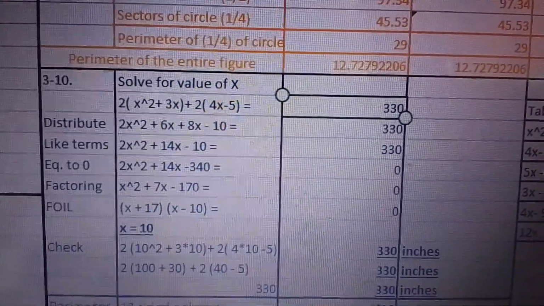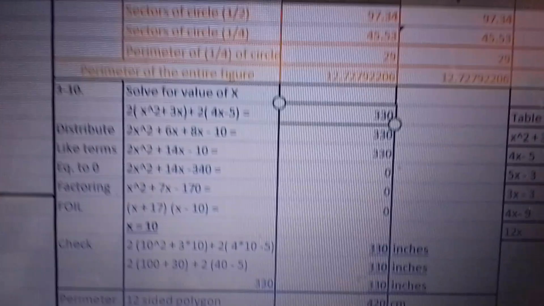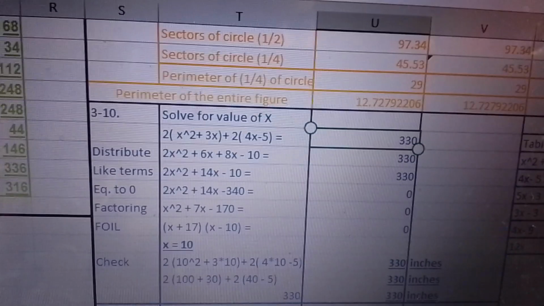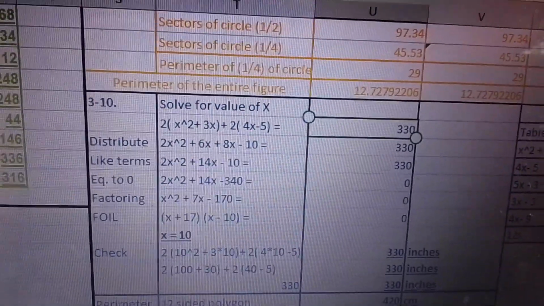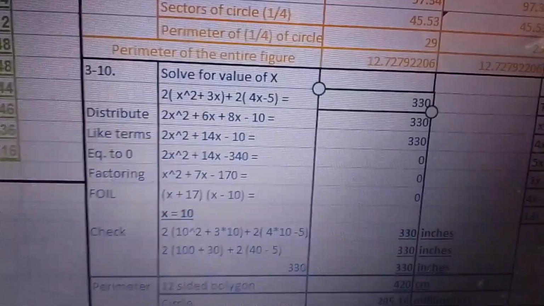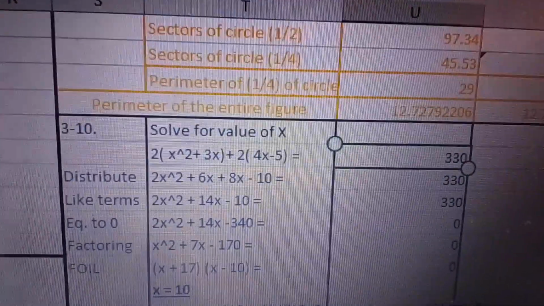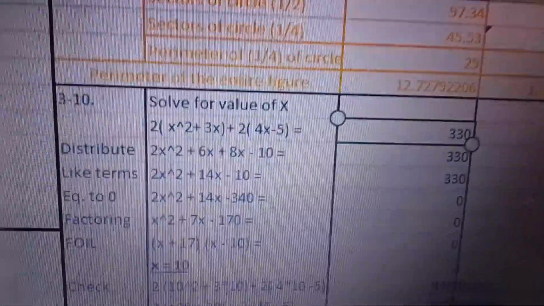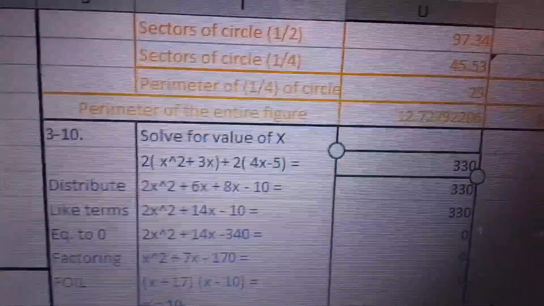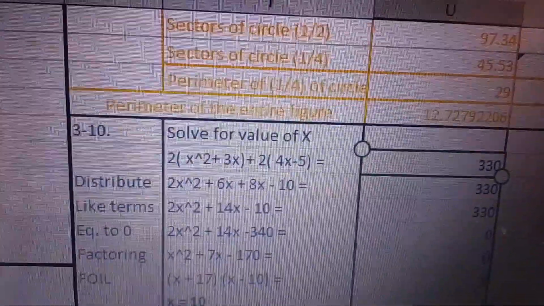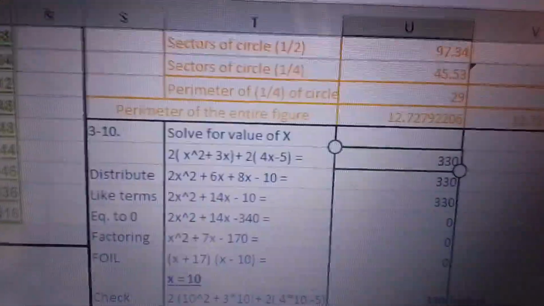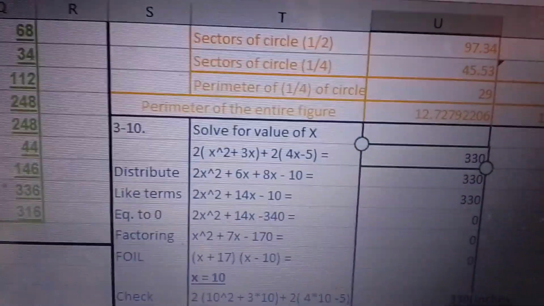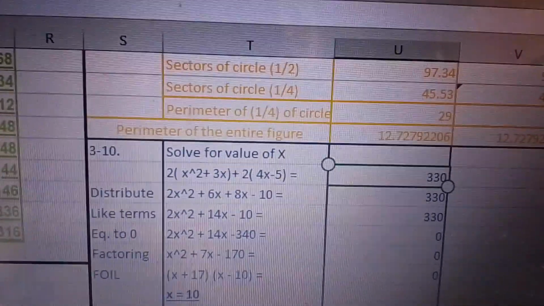But what you can also do is, since it's a quadratic equation, what did we do? We set it equal to 0, right? So minus 330 and you get negative 340. Very good. But did you know that these numbers can be factored out? How can we factor them? We factor by the GCF, which is 2. How can you say that 2 is the GCF among all the numbers? Because 2 is divisible by 2, 14 is divisible by 2, and 340 is also divisible by 2. Hence, that is the GCF. So we have to factor out 2.